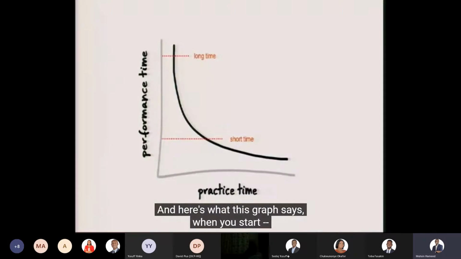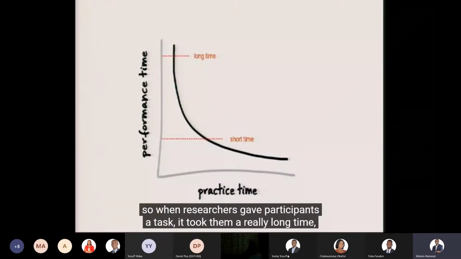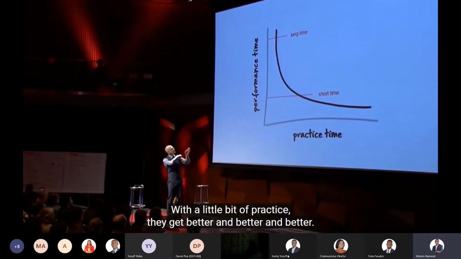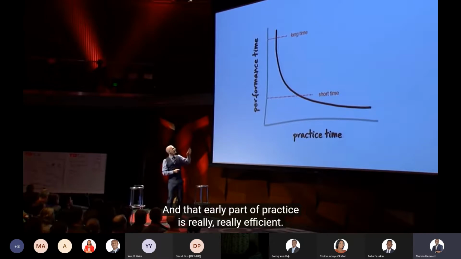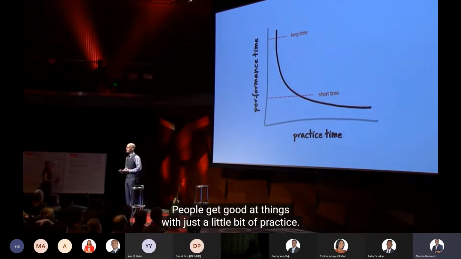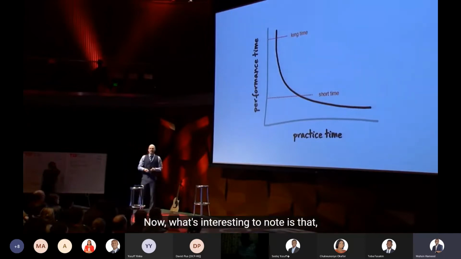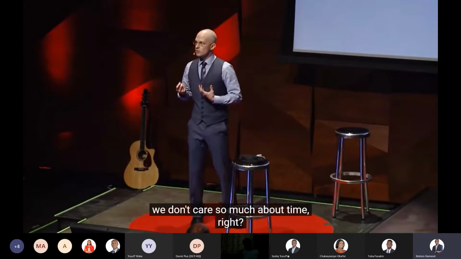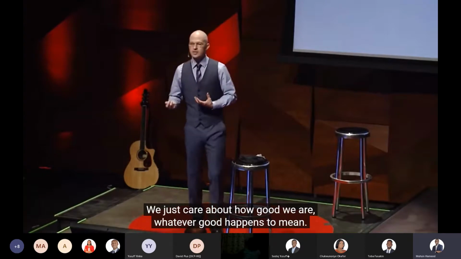When you start, so when researchers gave participants a task, it took them a really long time because it was new and they were horrible. With a little bit of practice, they get better and better and better, and that early part of practice is really, really efficient. People get good at things with just a little bit of practice. Now, what's interesting to note is that for skills that we want to learn for ourselves, we don't care so much about time, right? We just care about how good we are, whatever good happens to mean.